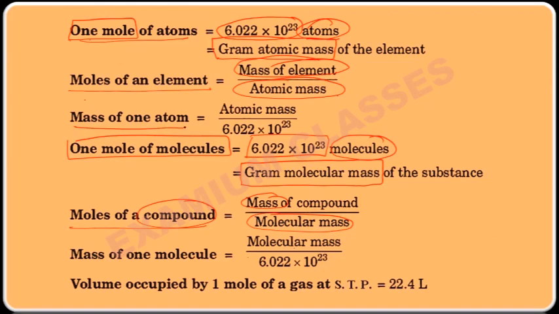Then mass of one atom, obviously it will be atomic mass divided by how many atoms are there in 1 mole? 6.022 into 10 to the power 23. Correct. Similarly, mass of one molecule will be its molecular mass divided by why molecular mass? Because its molecular mass in grams is actually 1 mole. Okay. And 1 mole has how many molecules? 6.022 into 10 power 23. So divide it by that. You will get mass of one molecule.